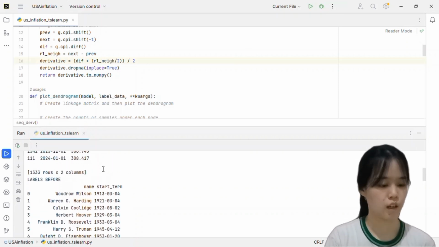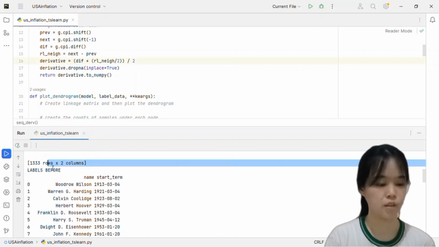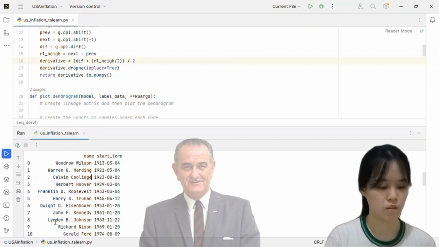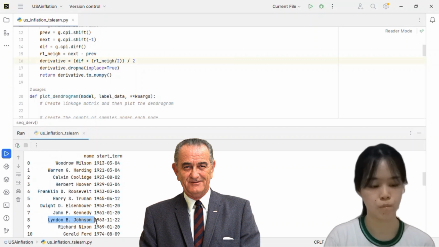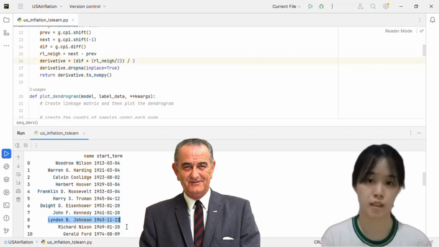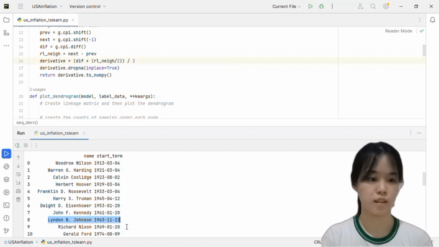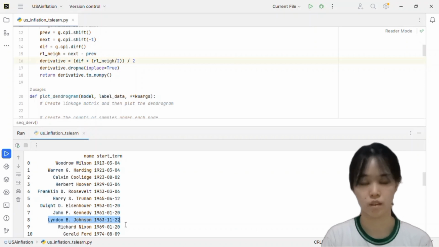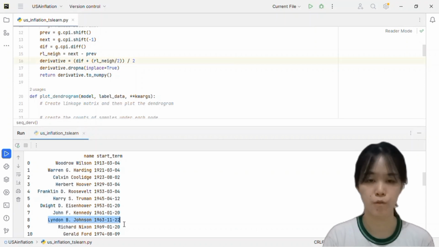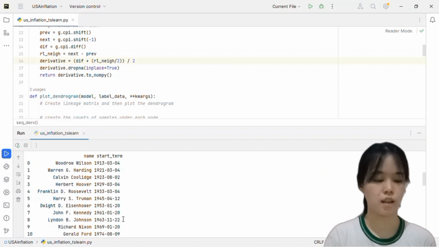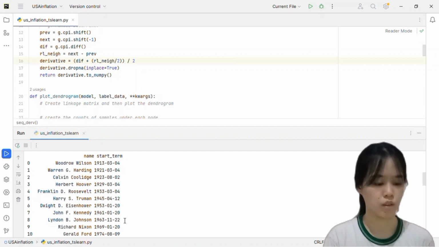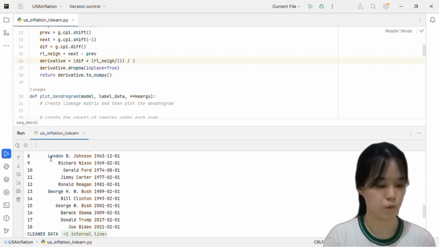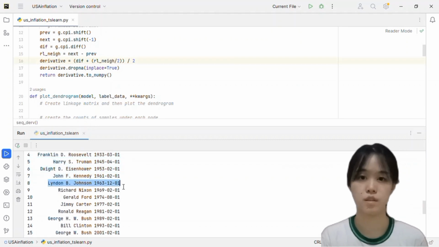Okay, so here I already printed labels before. So before pre-processing, we have Lyndon B. Johnson. He officially became president on November the 22nd. Because this is more than the 16th of November, I will round it so that, only for this analysis purpose, his starting term would be this December the 1st.